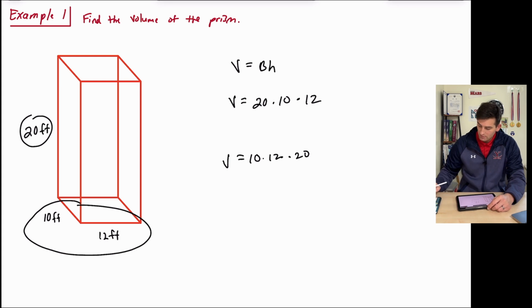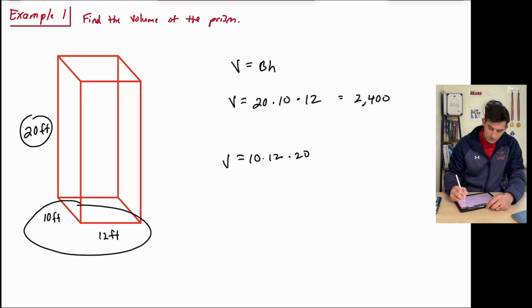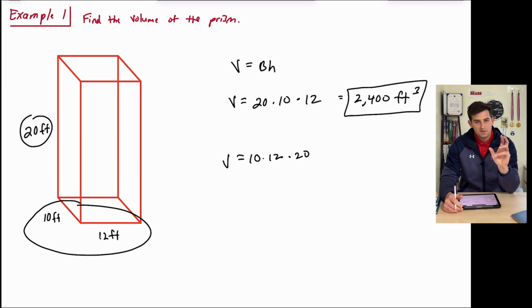So when we do that, we could do 20 times 10, which would be 200, and then times 12, so we should get a volume of 2,400, and this would be cubic feet, okay? So feet was our unit, and since we are multiplying three terms together, we have a cubic measurement, and that's why volume is cubic feet.